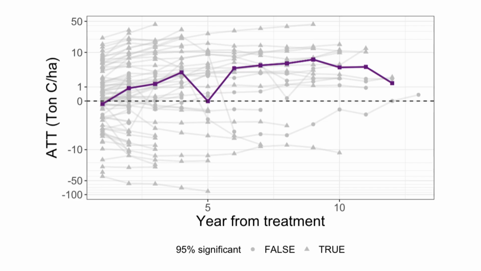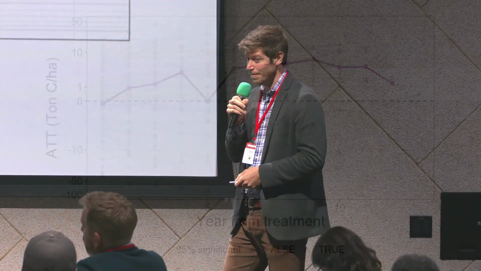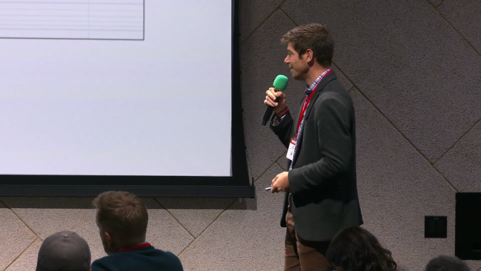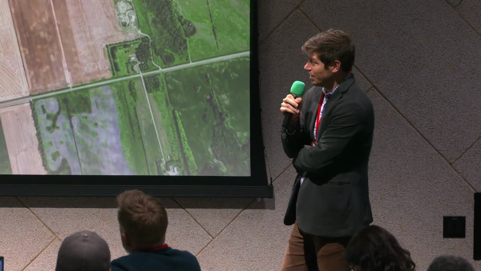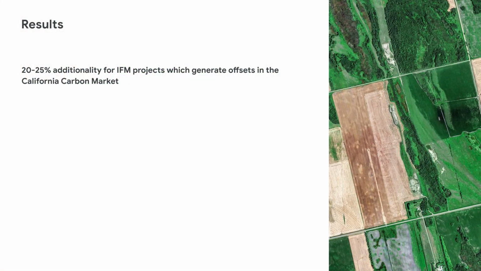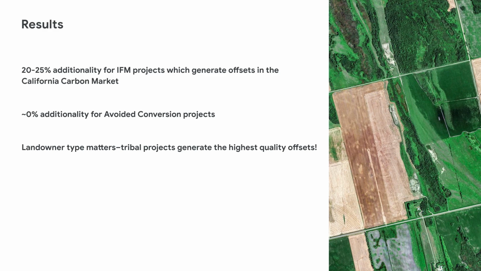And with those, we can estimate both how much carbon is sequestered or not by each project, and then estimate the overall carbon that's being entered into the California carbon market. And what we find is that there's about 20 to 25% additionality from improved forest management projects, which generate offsets in the market. But for avoided conversion projects, we actually find no additionality. And we also find this interesting result, which is that landowner type matters, that tribal projects generate the highest quality offsets of any of the types.